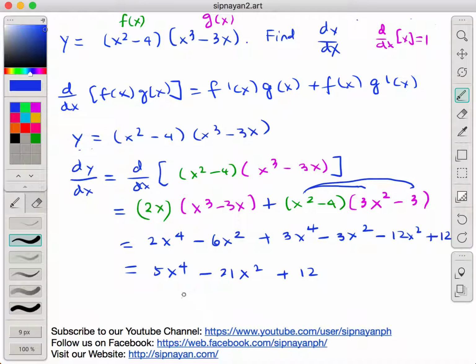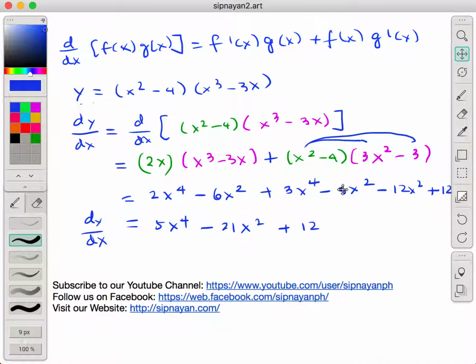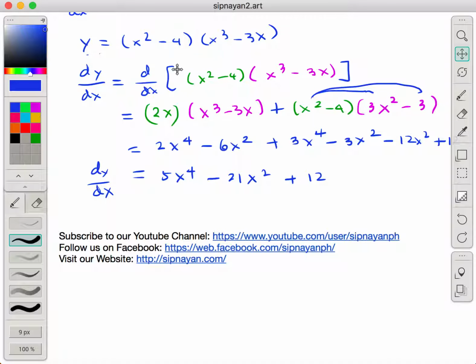Okay, so one way to check if this is correct, no? So this is our dy dx. One way to check if this is correct ay pwede natin i-multiply yan, no? So you can multiply and then get the derivative. So y equals, this is x to the fifth, no? Minus 4x cubed.